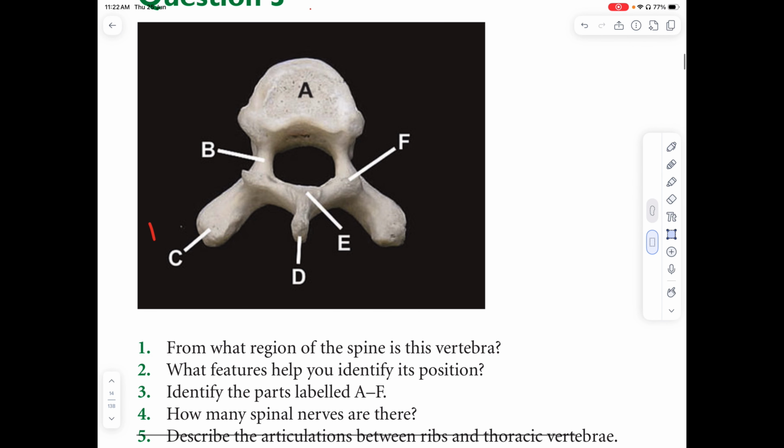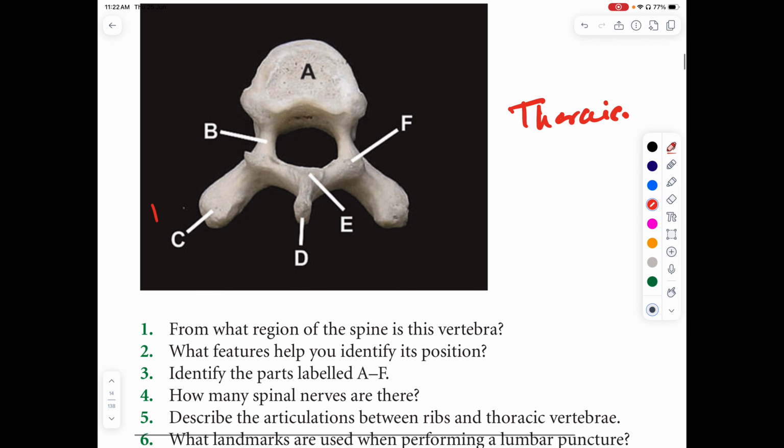It is a little bit smaller in size, so this is especially for the thoracic vertebrae. For the thoracic, what features can you identify? The body is heart shaped, and the canal is circular. Then what you see is the transverse process, which is angled, and the spine is short.